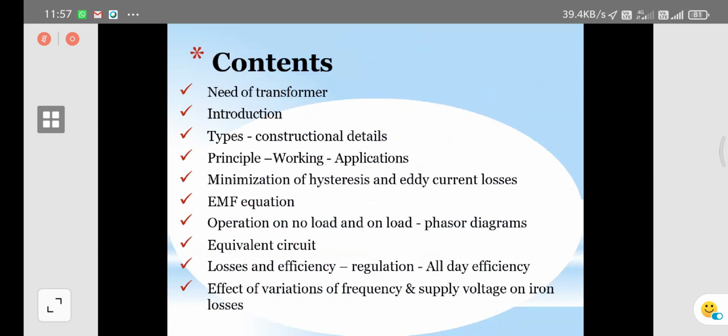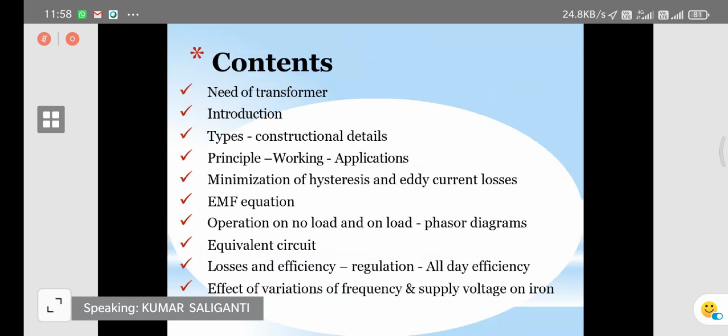Okay, coming to contents. We will discuss need of transformer, introduction and types of transformer, construction details, principle and working of transformer and applications, minimization of hysteresis losses and eddy current losses, EMF equation, operation on no load and on load, phasor diagrams, equivalent circuits, losses and efficiency, regulation, all day efficiency, and effect of variations of frequency and supply voltage on iron losses.